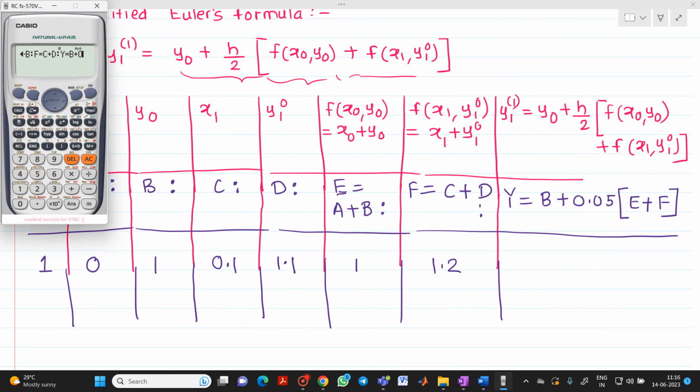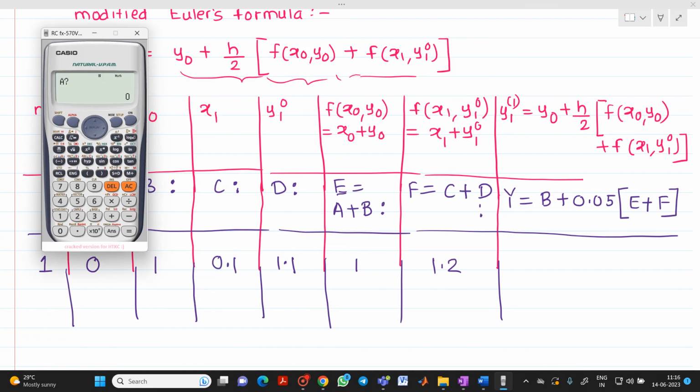So let me write it as 0.05 into bracket e plus f. So this will be e plus this will be f. So let me put in the values again. What will be the value of a? A will be 0, b is 1, c is 0.1, d is 1.1.